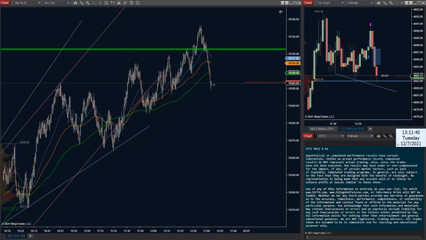Let's see what they want to do here. We've got some pretty good rotational back and forth going on. The big question here really is, do we have enough bulls come in off of this 4683 to redefend, or do they lose their grip?